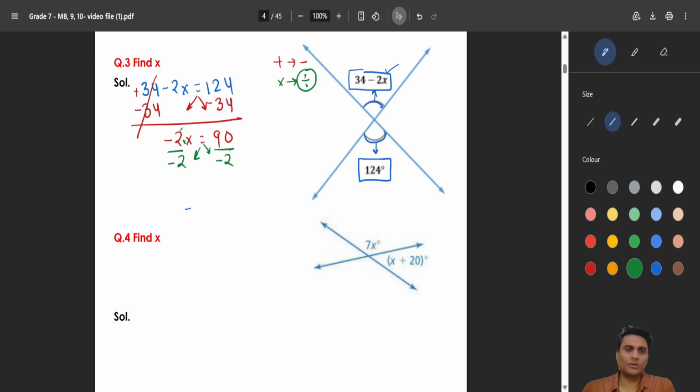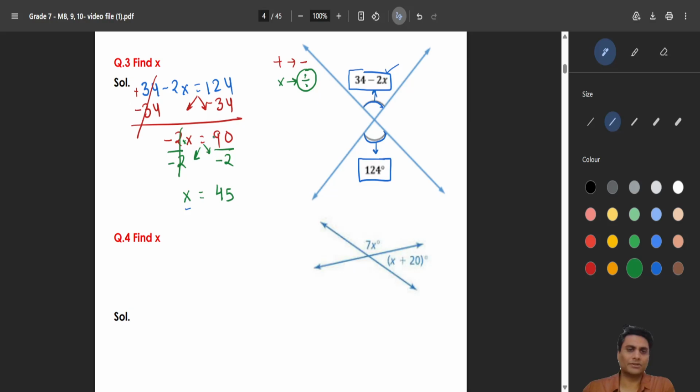Now 2 divided by 2 is 1. No need to write 1. Simply x equal. Now 90 divided by 2. 90 divided by 2 means half of 90. That will be 45. Now should I put plus here or minus here?